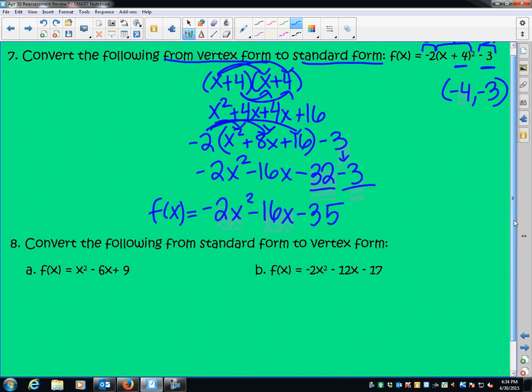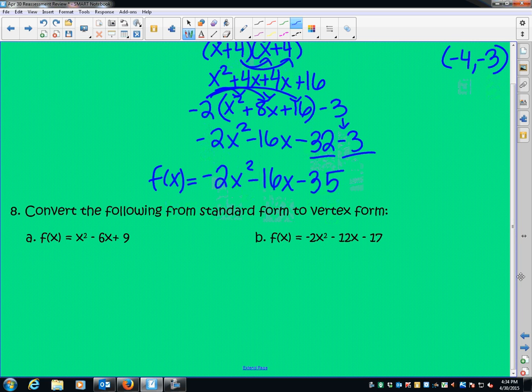All right. And so now we are converting the following from standard to vertex. So we're going the opposite way. Remember, standard form is ax squared plus bx plus c. It looks like basically a trinomial, always no parentheses. So there's a little trick. The formula will not be given to you, so it is something that you have to have memorized, okay?